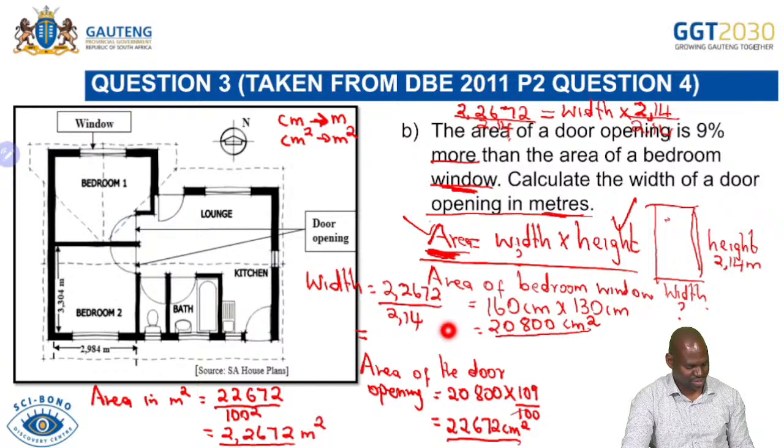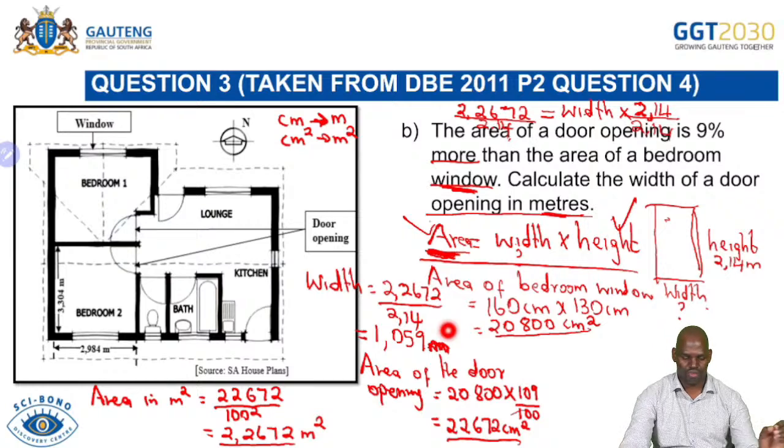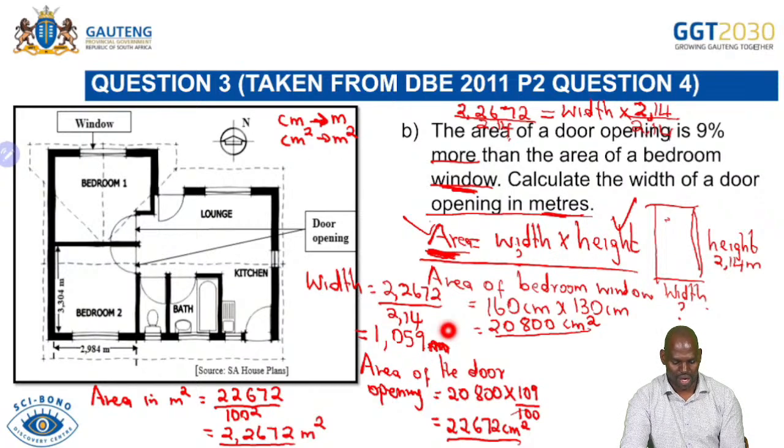Okay, so the answer is 1.059, to 3 decimal places. So that will be the width of the door opening. It's quite a long one, boys and girls. But in the end the answer is 1.059. There's a couple of calculations involved before you get to the final answer.